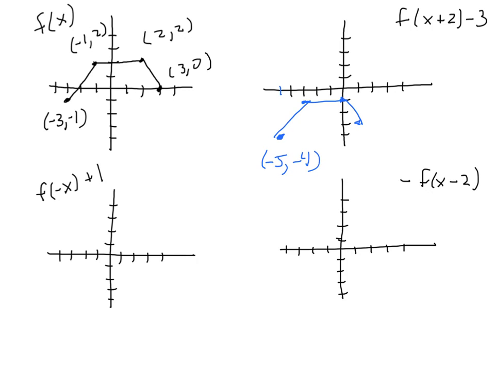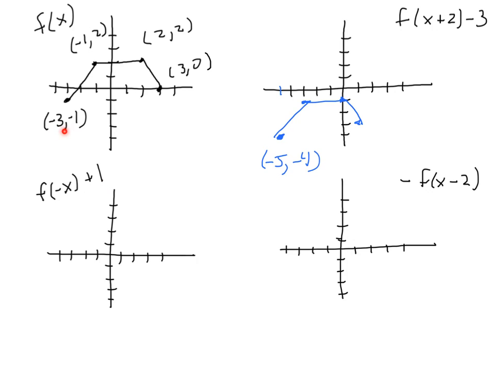Okay, welcome back. In this problem, the minus sign inside there, the f of the opposite of x, tells me this is going to be a reflection over the y-axis. So I know I'm going to change the sign of my x-coordinate. The plus 1 tells me it's a vertical shift up 1, so I'm going to have to add 1 to the y-coordinate.